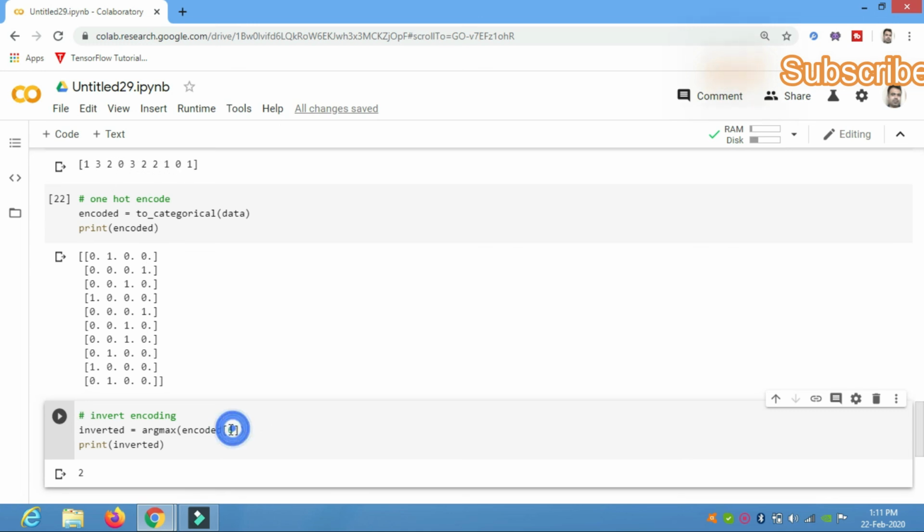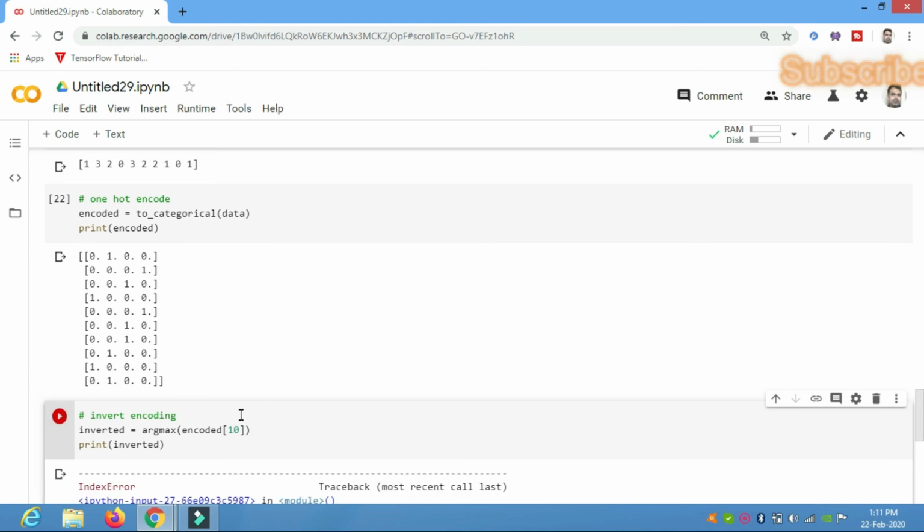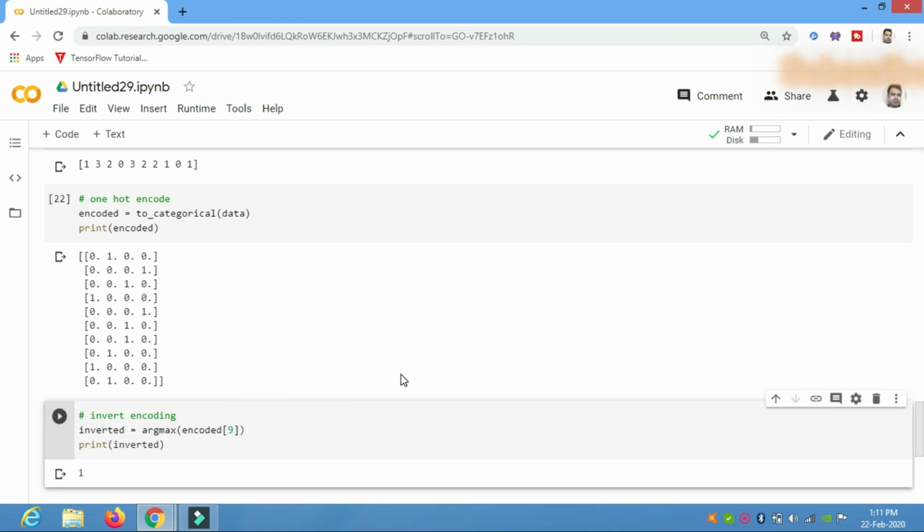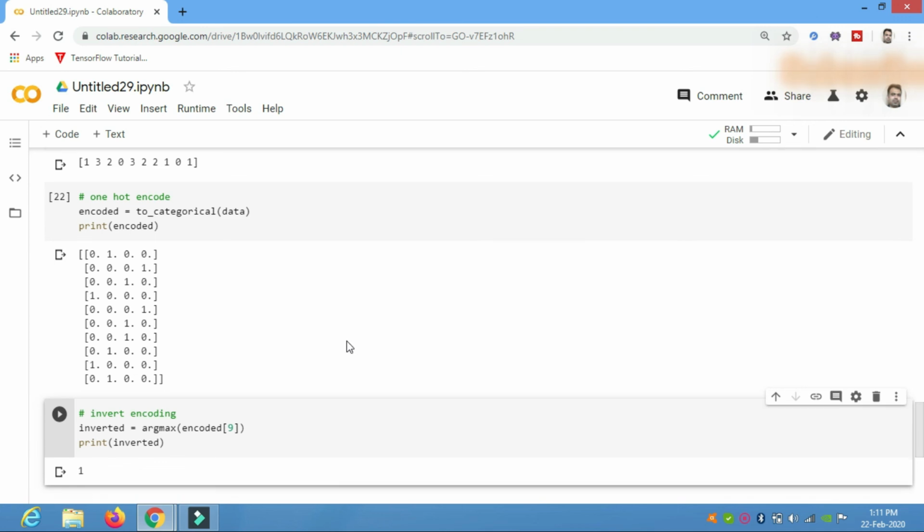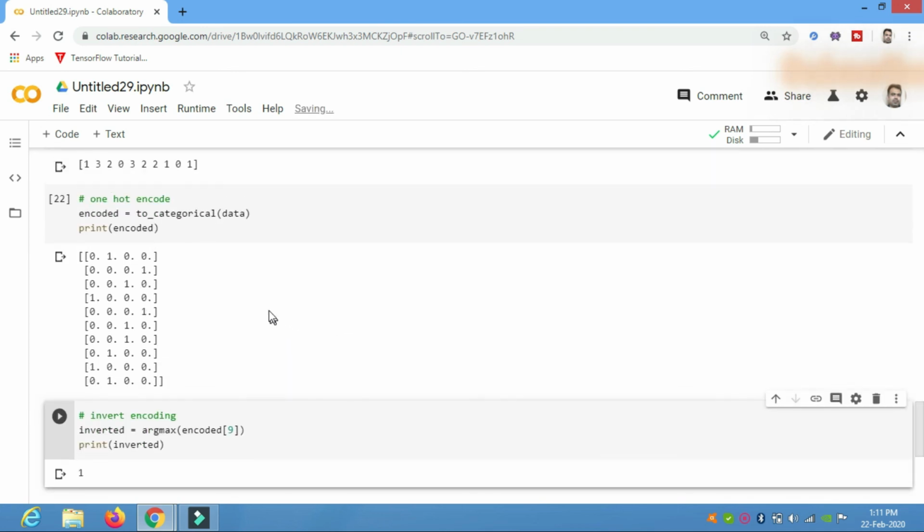So I hope you understand the concept behind this one hot encoding, and I advise you to watch my presentation on why one hot encoding is useful. Today I showed you a practical example of how one hot encoding can be done, which will be very useful for classification algorithms.